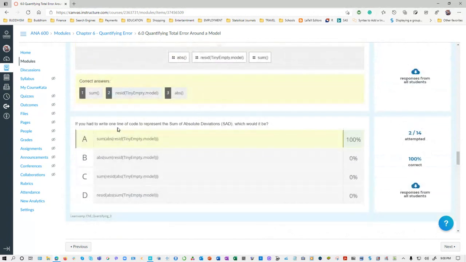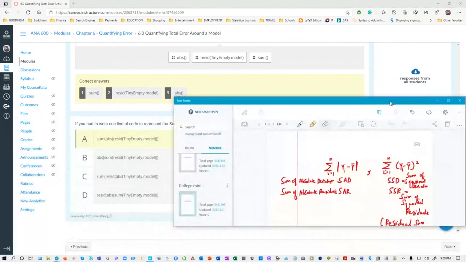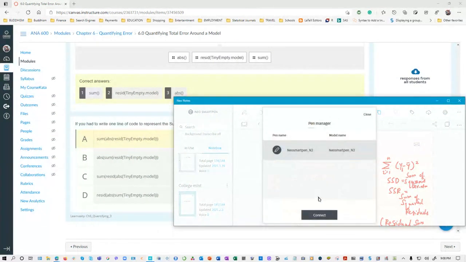Now see, if you had to write one line of code to represent the sum of absolute deviation, SAD, one shot. You don't have to go step by step. You can write everything in the same line. You go to resid, you go to abs, you go to sum. This is if you want to run this in one shot.